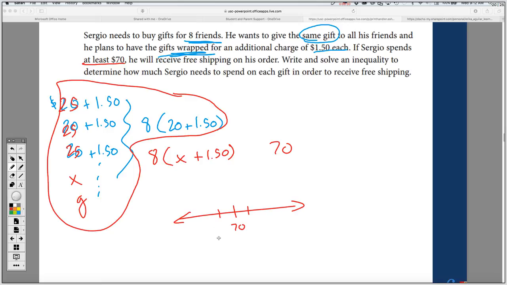69, 71. All right, Sergio wants to spend at least $70. So is it okay to spend 69 or 71? What do you think? He wants to spend at least $70. What does at least mean? 70 or more. So which one should be a good answer? 69 or 71? 72. He said 72. But yes, 72 would be an answer also. Anything to the right is an answer. That's why we have this arrow drawn.